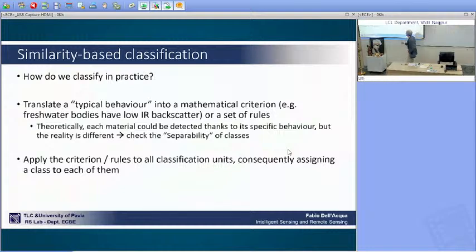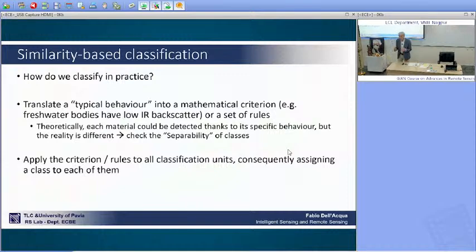This is distinct spectral behavior. But there are mathematical formulas which let you assess the so-called separability of classes. Given a class or a spectral behavior, you can apply several measures from the literature which let you assess to what extent two classes are separable, to what extent it is easy to discriminate class A from class B. It's called separability of class A with respect to class B.